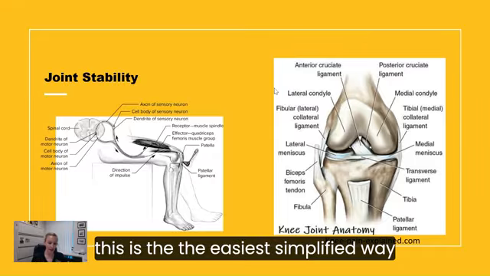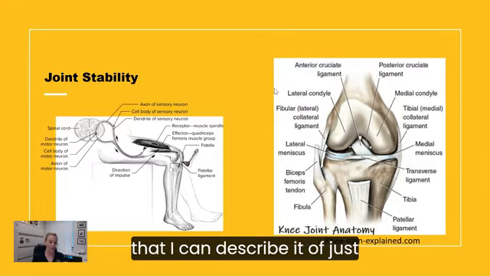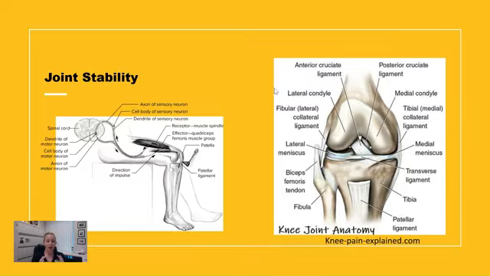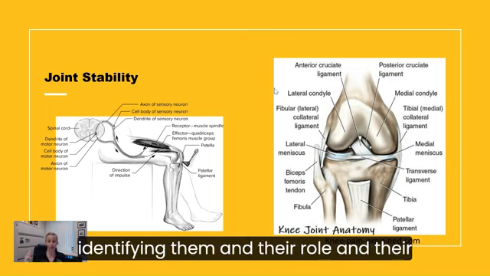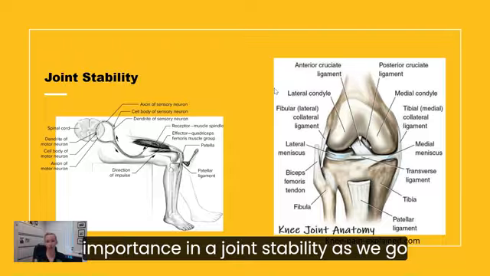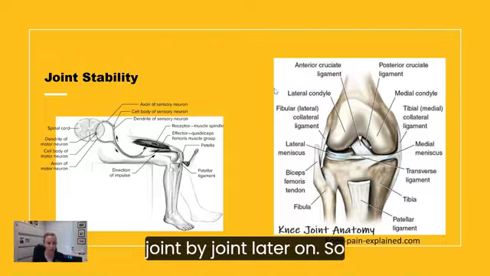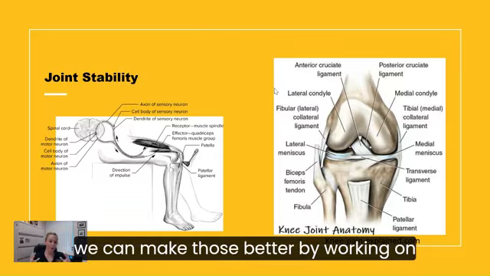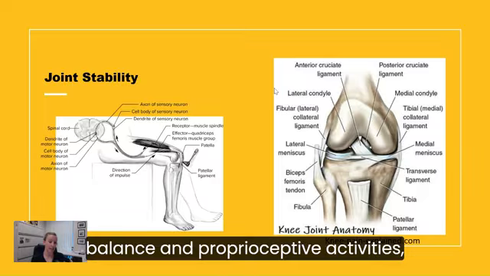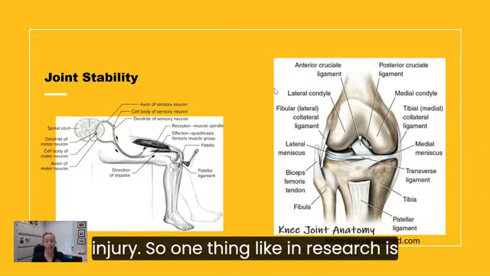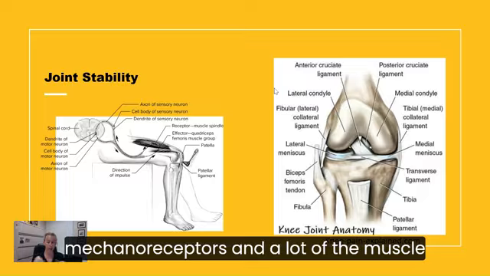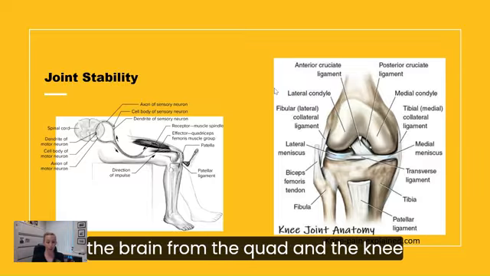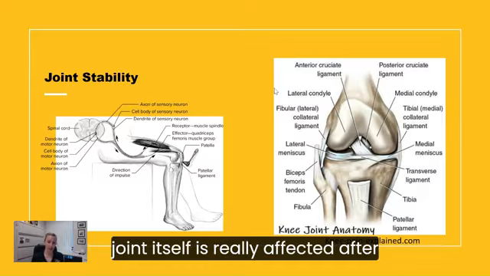So this is the easiest, simplified way that I can describe it: there are mechanoreceptors in these specific structures. It's important to know where they are located, because we will start identifying them and their role and importance in joint stability as we go joint by joint later on. We can make them better by working on balance and proprioceptive activities, but they can also be impaired after injury. Research is really showing that the mechanoreceptors, a lot of the muscle spindles, and the communication back to the brain from the quad and the knee joint itself are really affected after ACL injury.